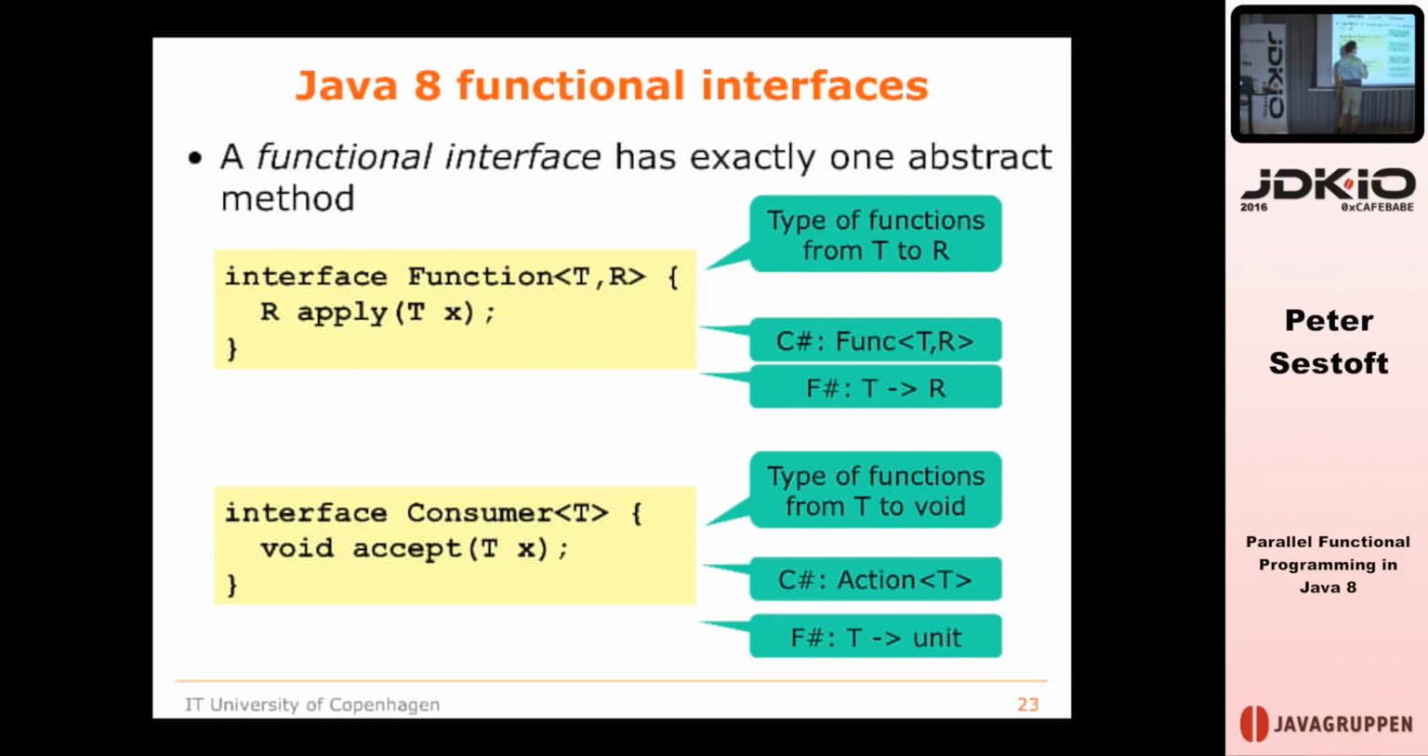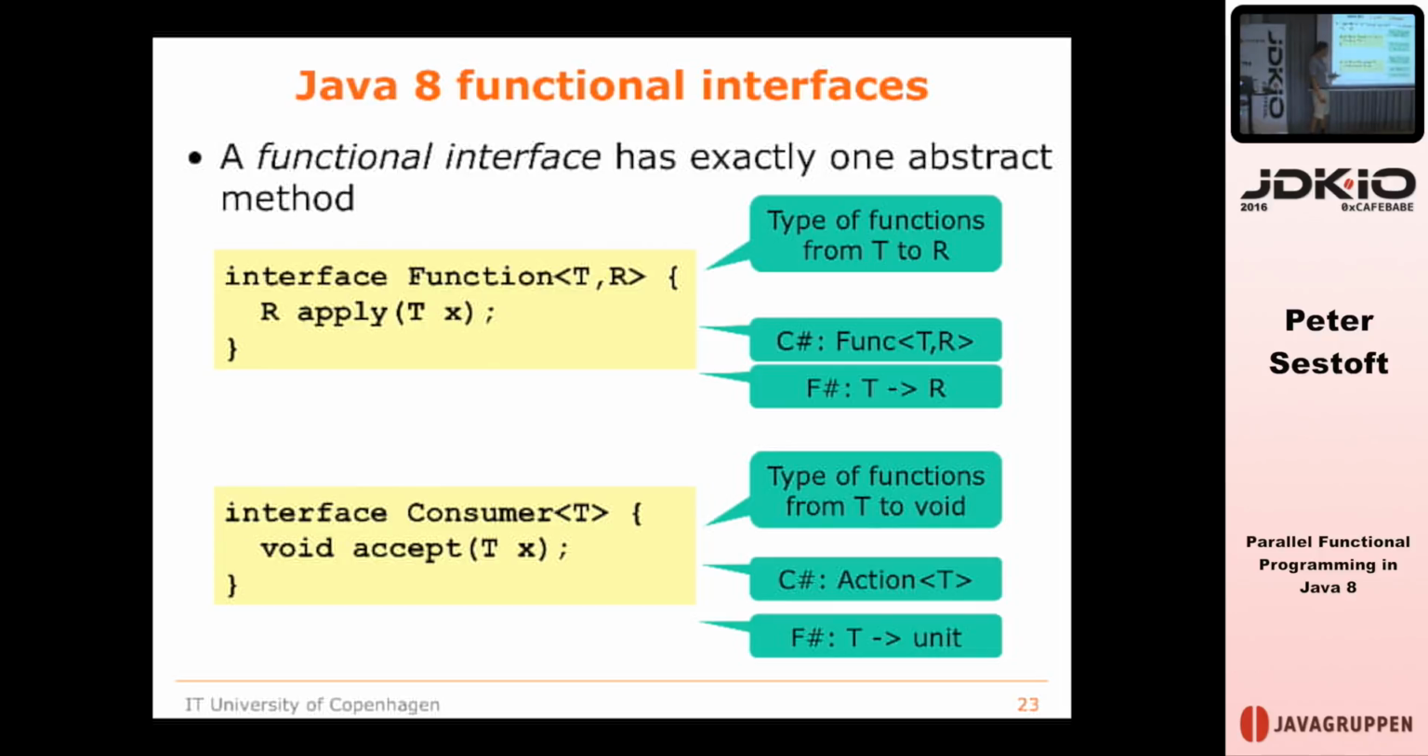So the type of functions from T to R is basically this thing that has an abstract apply method. The abstract method takes a T and returns an R. So that's a function from T to R. In C# it's called Func<T,R>, and in F# it's T -> R, and almost all functional languages use this notation, which is the mathematical one.